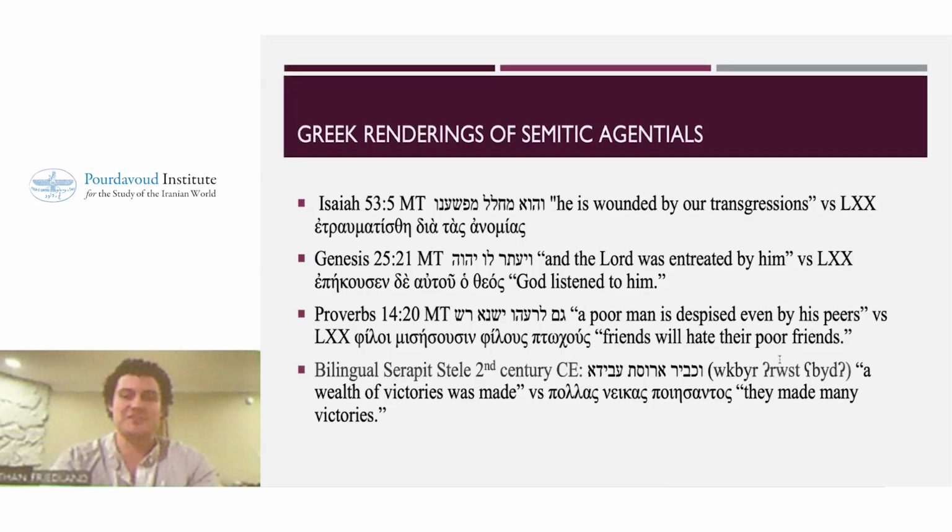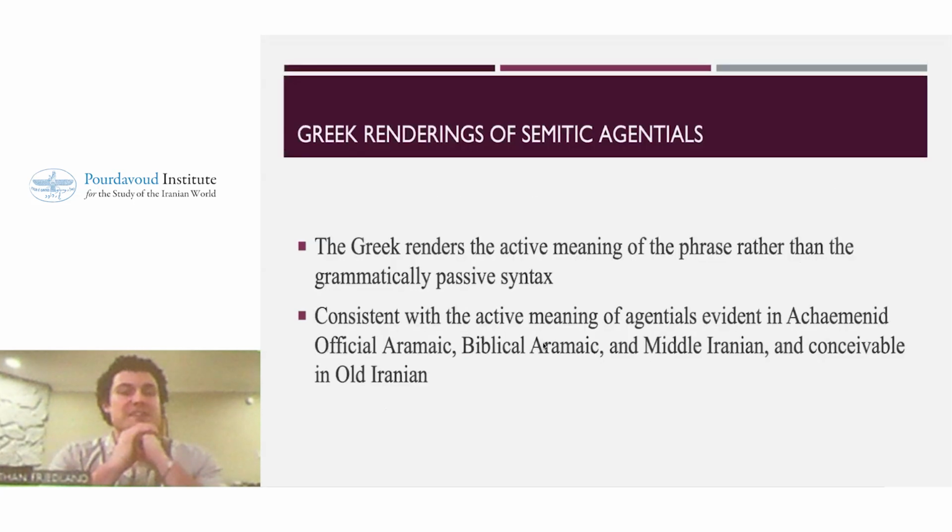Kutscher offers another interesting example, the distinctly Iranian-influenced bilingual Serapit stela at Armazi, which gives two parallel sayings, one in Aramaic, one in Greek. The Aramaic reads, "A wealth of victories was made," and the Greek, on the other hand, reads, "They made many victories." The Greek renders the active meaning of the phrase rather than the grammatically passive syntax, and this is, of course, consistent with the active meaning of agentials evident in Achaemenid-official Aramaic, Biblical Aramaic, and Middle Iranian, and conceivable in Old Iranian. Again, these are semantically active constructions in a passive garb, and the Greek appears to recognize that.